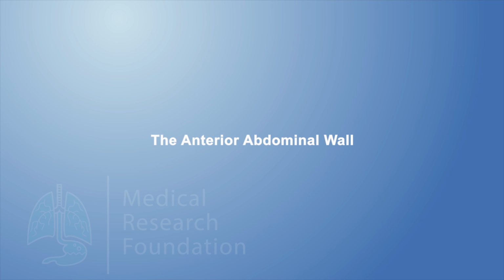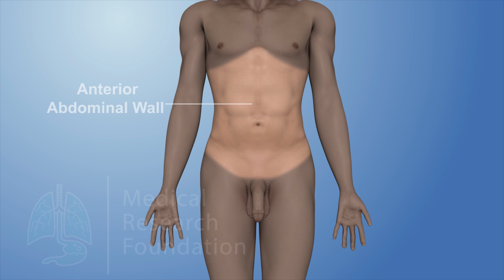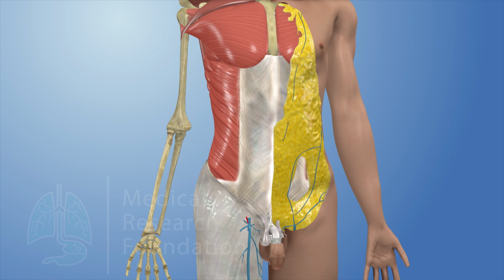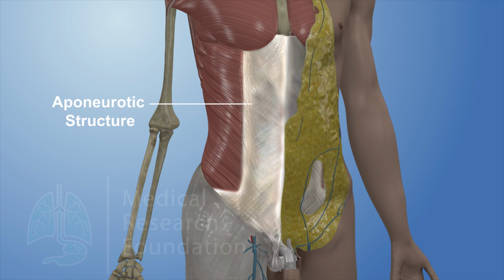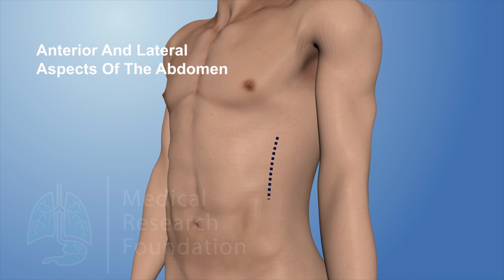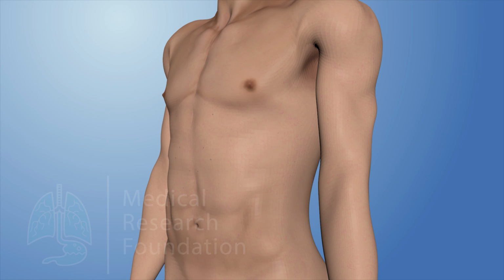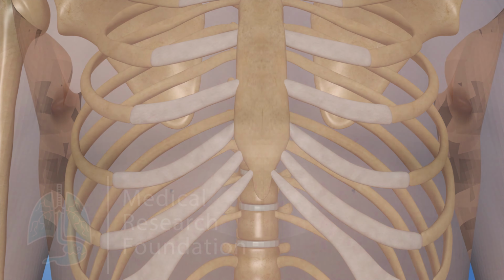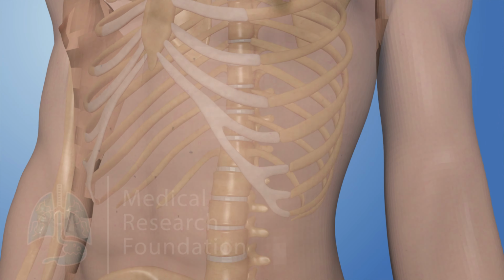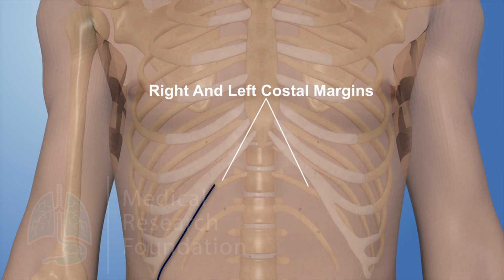The anterior abdominal wall. The anterior abdominal wall is a musculo-aponeurotic structure confined to the anterior and lateral aspects of the abdomen. It is bounded above by the xiphoid process and right and left costal margins.